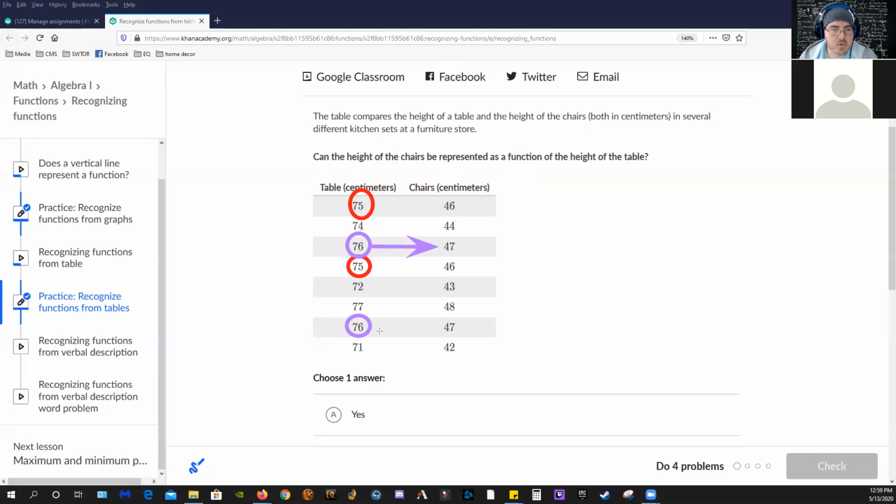This 76 goes to a 47. This 76 goes to a 47. Okay. This 75 goes to a 46, and this 75 goes to a 46. So yeah, we have multiple x values, but they go to the exact same point. So we're gonna say these are okay. So let me make an addendum to that rule I just said.